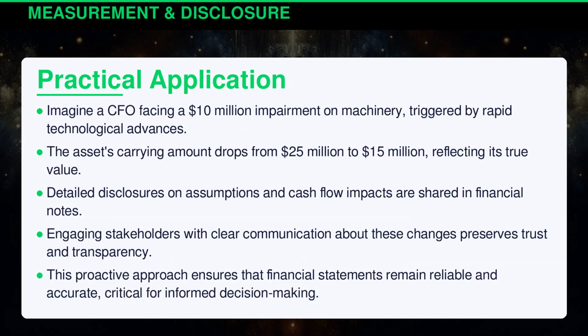Imagine a CFO facing a $10 million impairment on machinery, triggered by rapid technological advances. The asset's carrying amount drops from $25 million to $15 million, reflecting its true value. Detailed disclosures on assumptions and cash flow impacts are shared in financial notes. Engaging stakeholders with clear communication about these changes preserves trust and transparency. This proactive approach ensures that financial statements remain reliable and accurate.